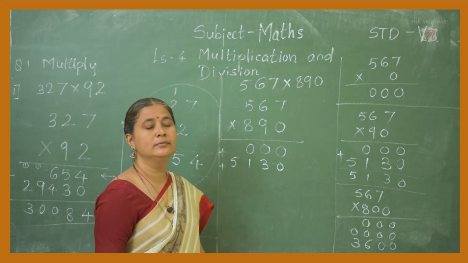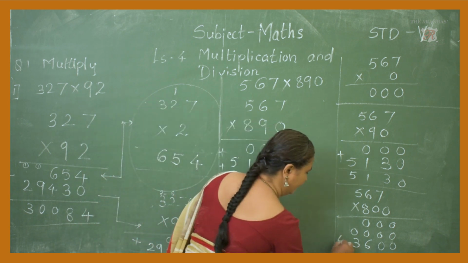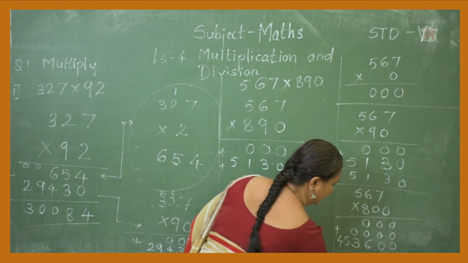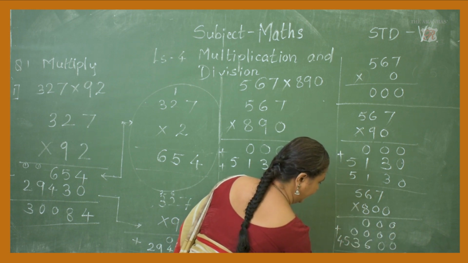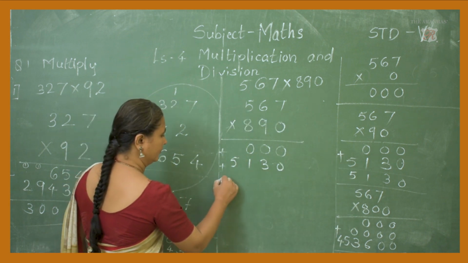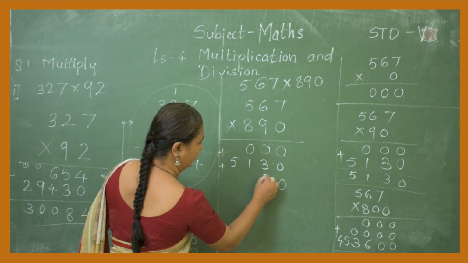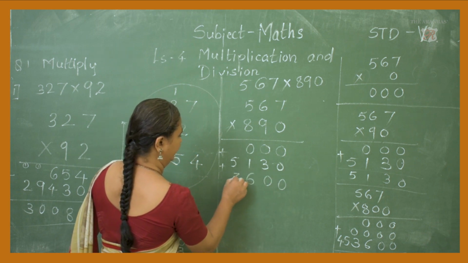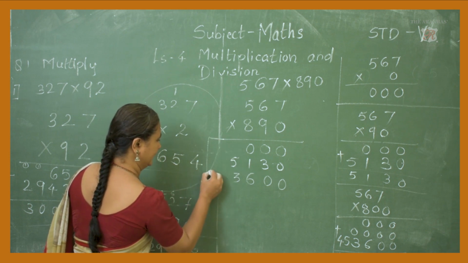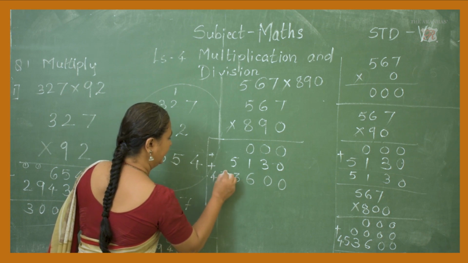Now 8 fives are 40. 40 plus 5, 45. Add it all. 0, 0, 6, 3 and this 45 as it is. So right here 0, 0, 6, 3 and I have no place, so I am writing here on this side, 45.